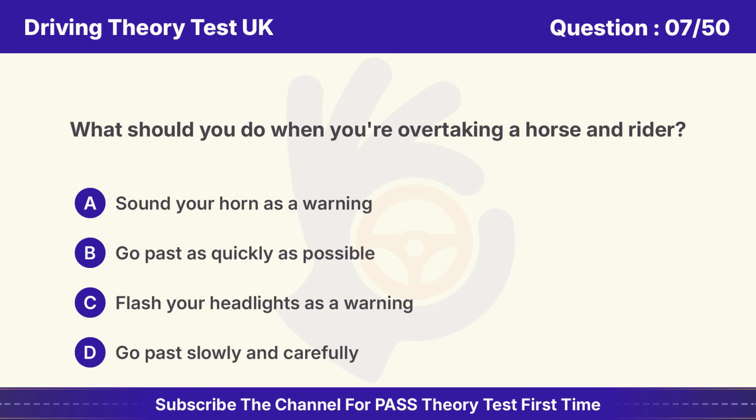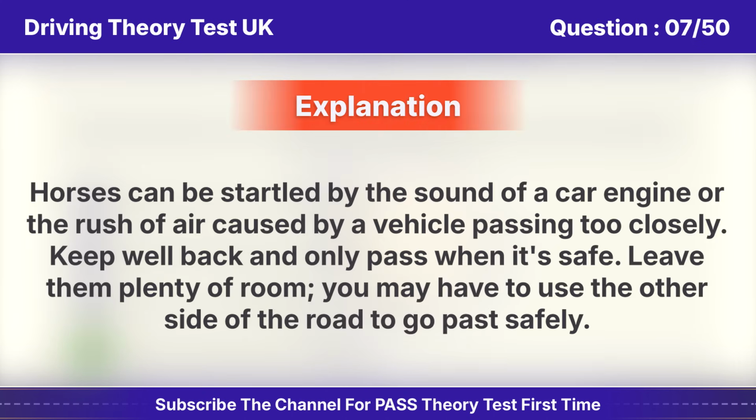Question 7. What should you do when you're overtaking a horse and rider? Answer is D. Go past slowly and carefully. Horses can be startled by the sound of a car engine or the rush of air caused by a vehicle passing too closely. Keep well back and only pass when it's safe. Leave them plenty of room. You may have to use the other side of the road to go past safely.